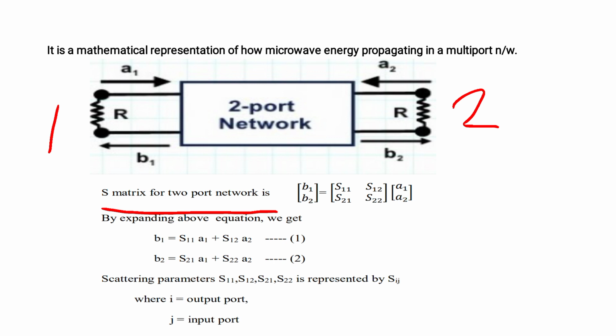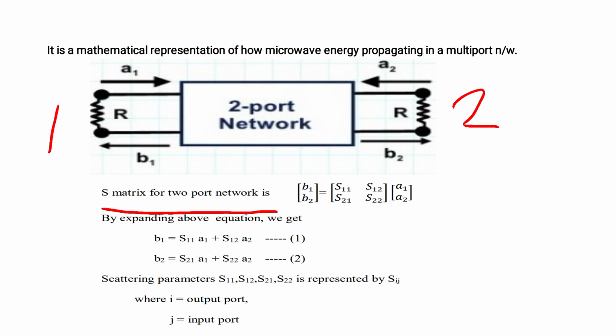Here the S11, S12, S21, S22 matrix is the scattering matrix. We know it is a two-port network having two ports, one is the input port and the other is the output port. With two ports, the matrix is a 2 into 2 matrix.